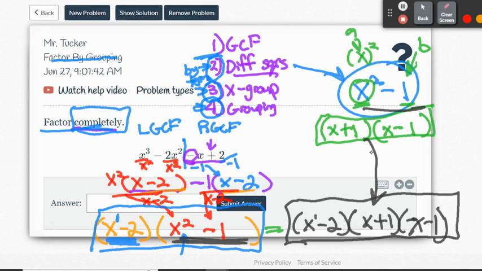So again, if you get exponents of 1, then you know that that's fully factored. If you have anything higher than 1, you've got to check to see if there's a subsequent method of our 4 factoring strategies to keep going.